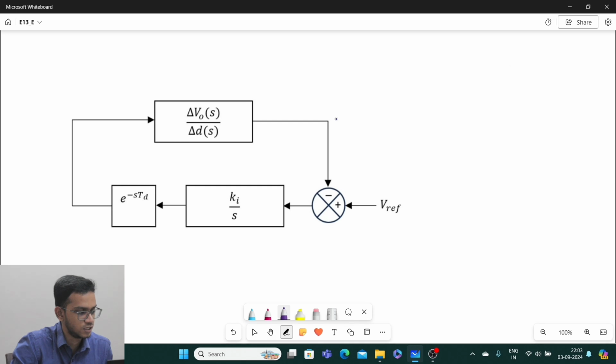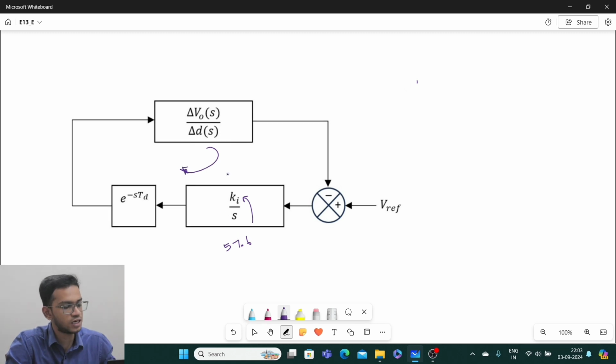So what we did previously is we had a system which had an effect of delay incorporated in it, and this had some value, maybe 57.6. My Ki was somewhere 57.6. Now if I put this Ki, I am getting a transfer function, so my loop gain transfer function has 57.6 in it, and I'm multiplying this term by this term and this term together, and then I'm deriving a transfer function and I'm checking the stability for that transfer function.